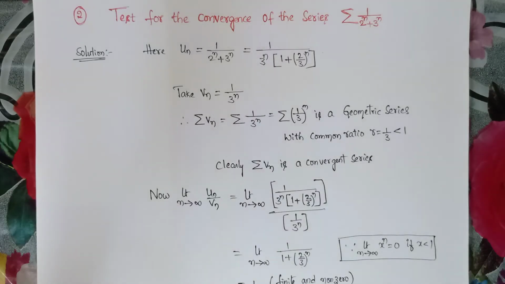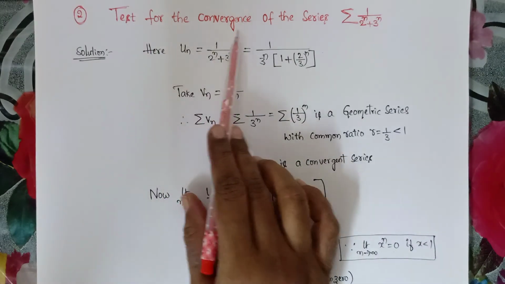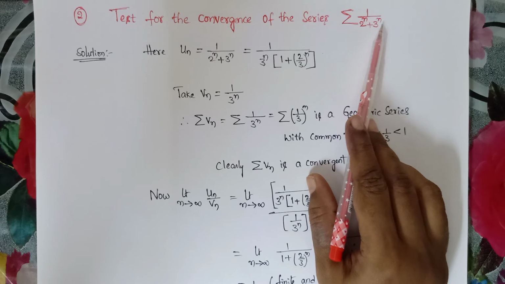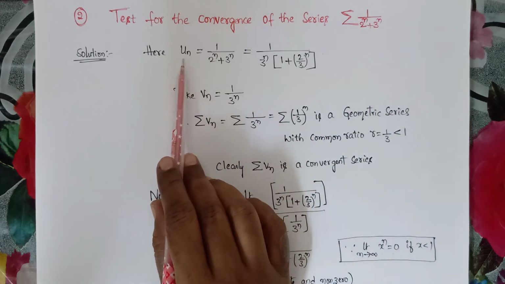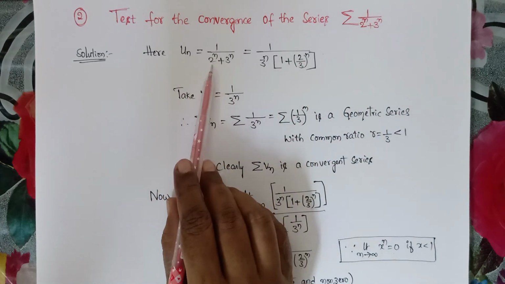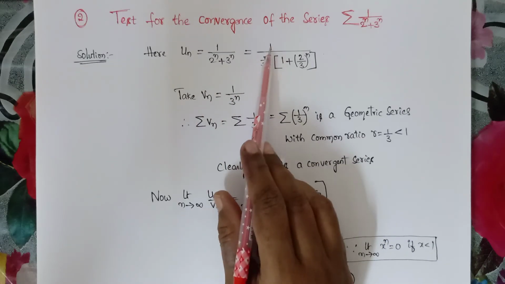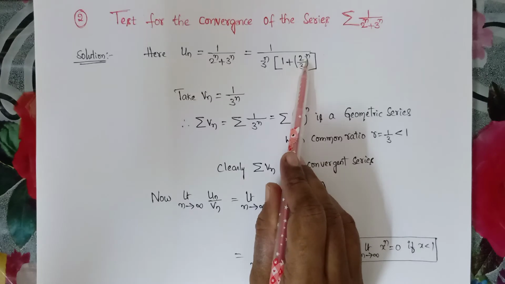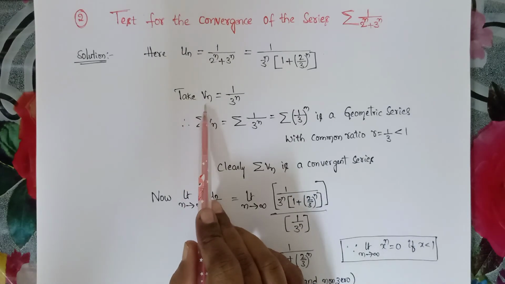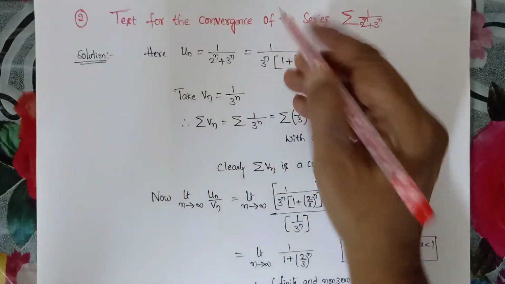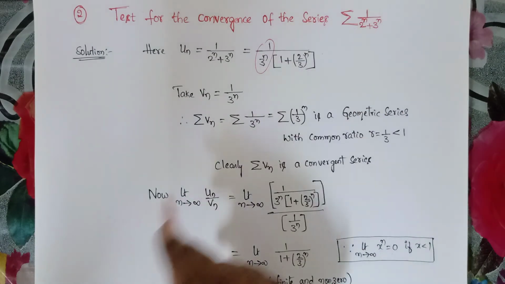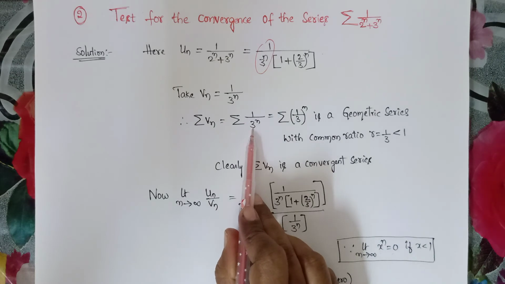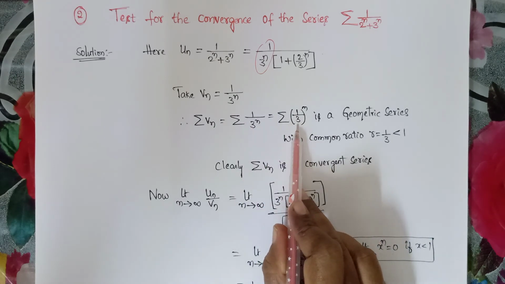Now we will see one more problem. Test for the convergence of the series sigma 1 by 2 power n plus 3 power n. Here the nth term un is equal to 1 by 2 power n plus 3 power n. Take 3 power n as common: 1 by 3 power n into 1 plus 2 by 3 whole power n. Now we select Vn as 1 by 3 power n. Sigma Vn is equal to sigma 1 by 3 power n. We write this as sigma 1 by 3 whole power n.